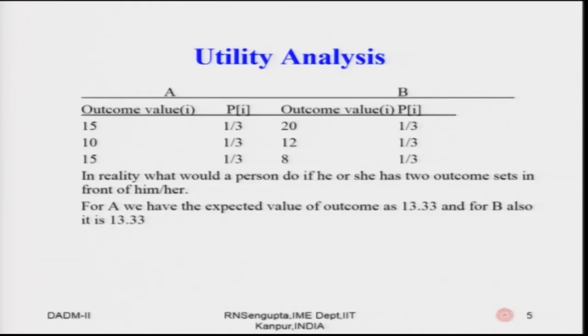for A, we would basically have the expected value of the outcomes, which will be given by 15 into 1/3 plus 10 into 1/3 plus 15 into 1/3. The value comes out to be 13 and 1/3. And for machine B, it will be 20 into 1/3 plus 12 into 1/3 plus 8 into 1/3, and again the value comes out to be 13.33.